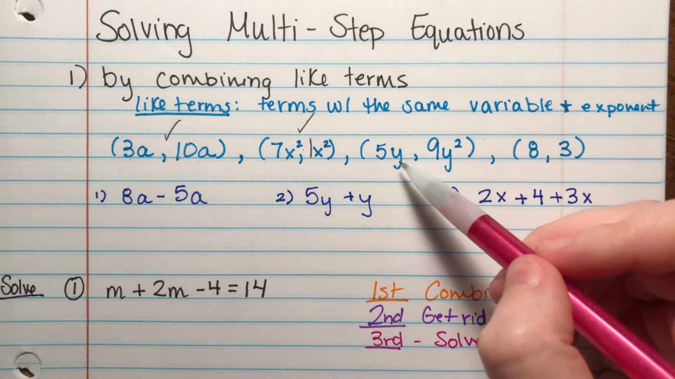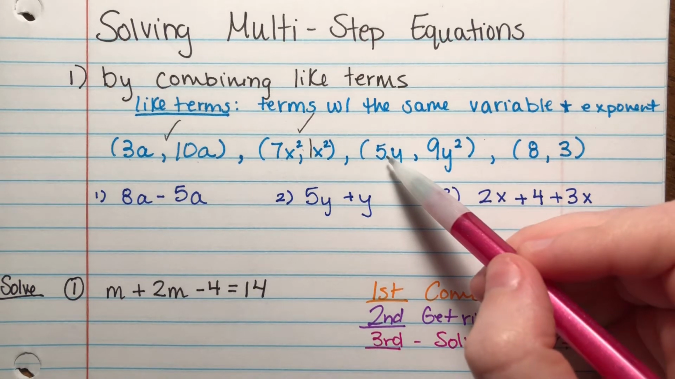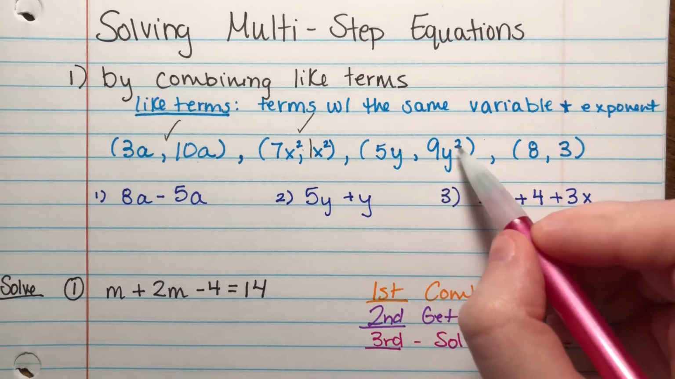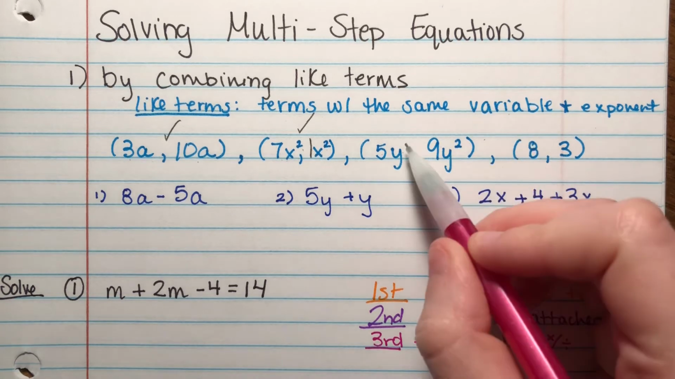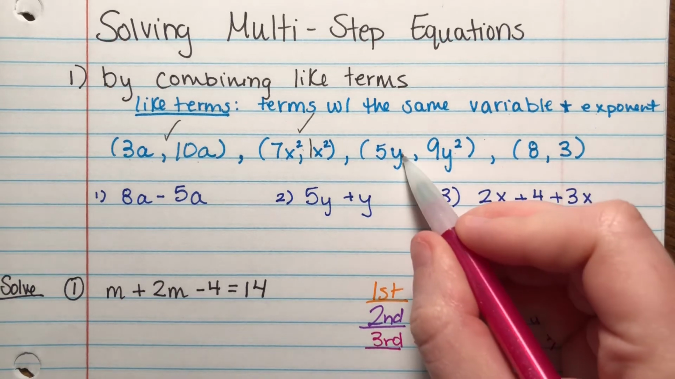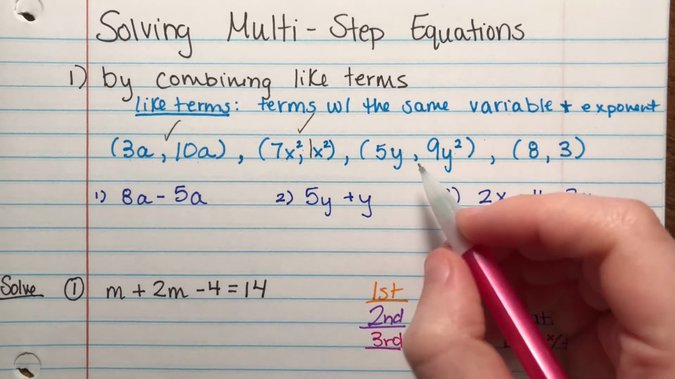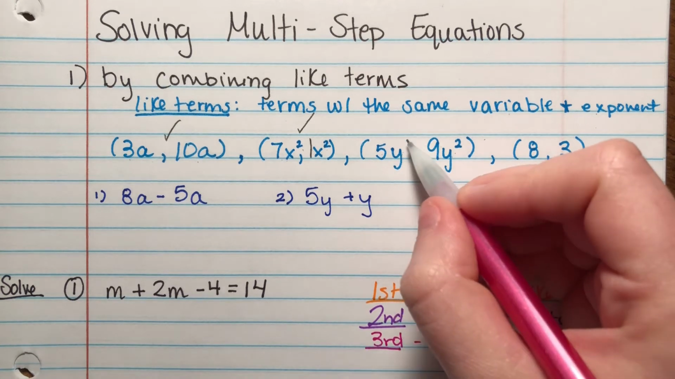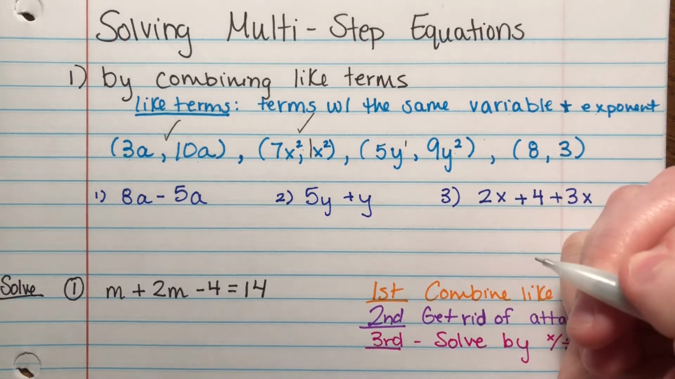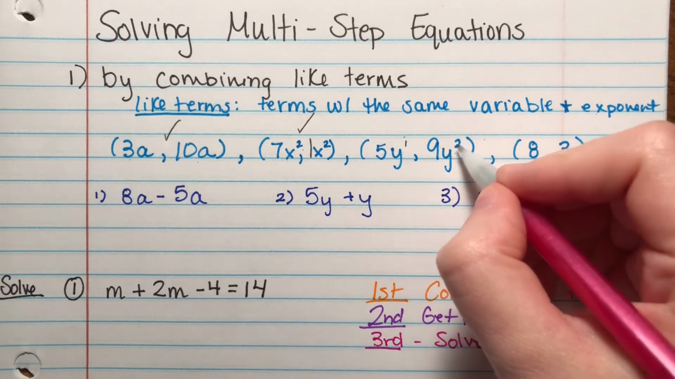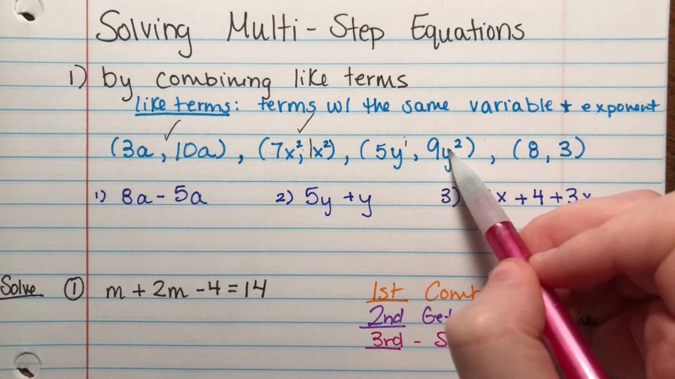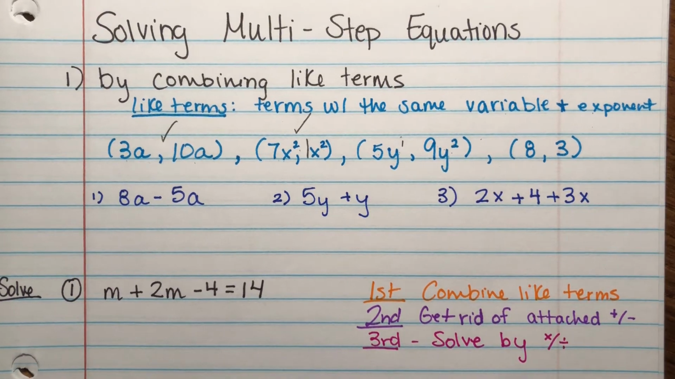Alright, now here is another example. Do these two have the same variable and same exponent? So I have 5y and 9y squared. Do they have the same variable? Yes, they both have y's. Do they have the same exponent? I have a y and a y squared. Now remember, if I have a variable with no exponent, what is that understood exponent? That's just a 1, right? So if I have y to the first power and y to the second power, are they the same exponent? No. So are 5y and 9y squared like terms? No, they're not.